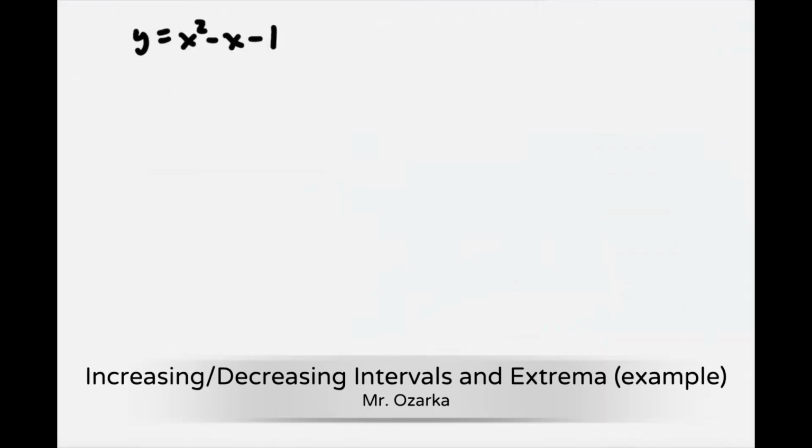All right, so this is going to be a video about finding the intervals of increasing or decreasing, as well as finding all the extrema and labeling the extrema as absolute or relative, or minima or maxima. And the first example we have right here is y equals x squared minus x minus 1. To find the increasing, decreasing, and those extrema, we need to find the first derivative. That's usually step one, so I'm going to do that really quick.